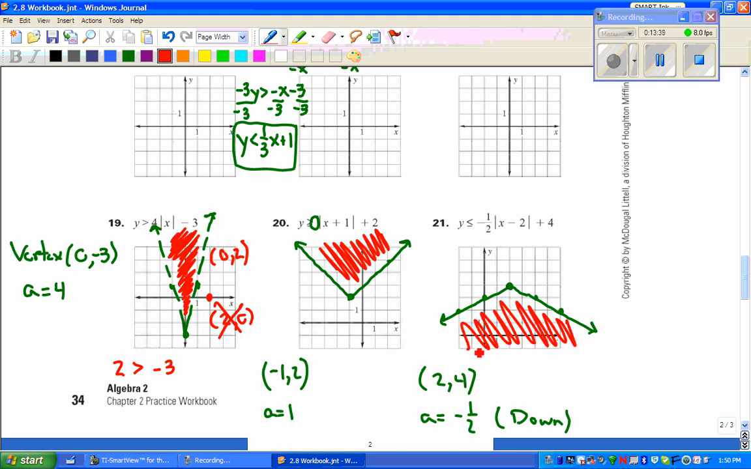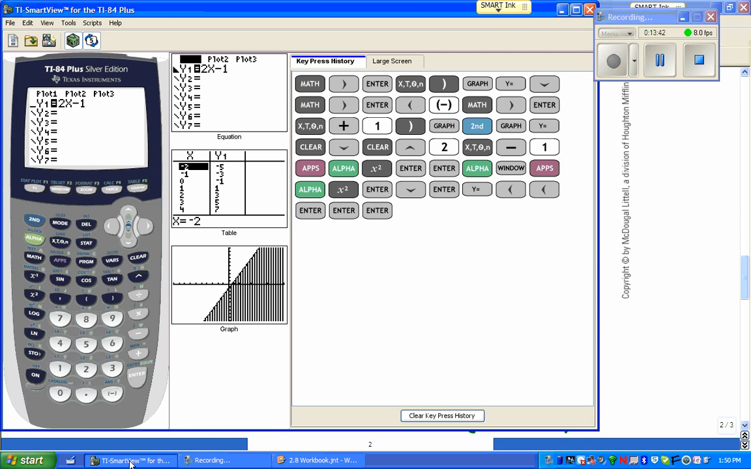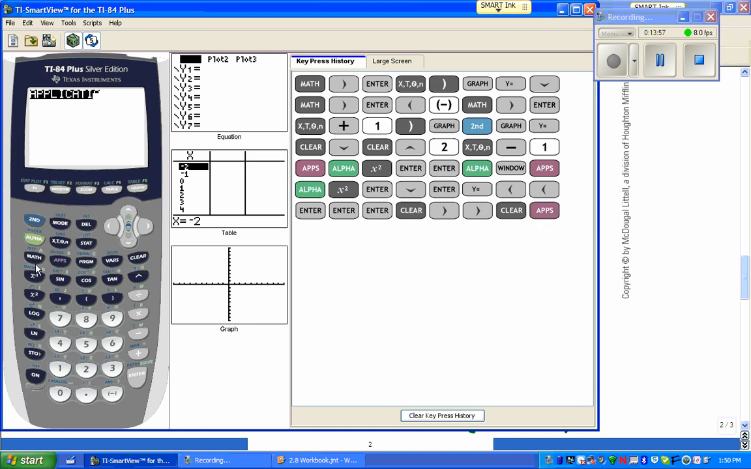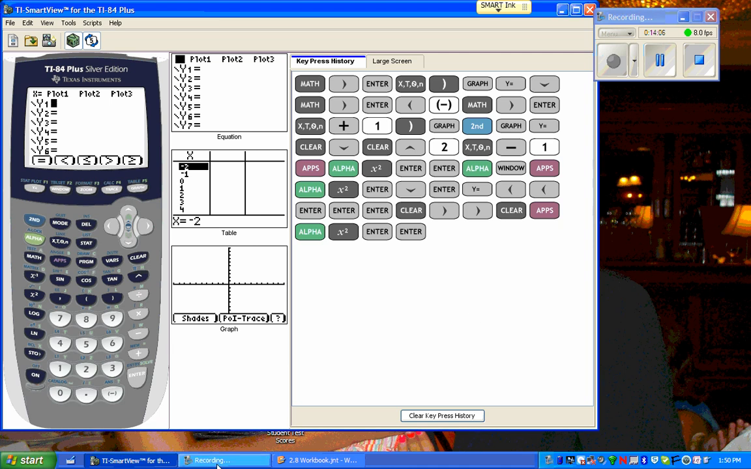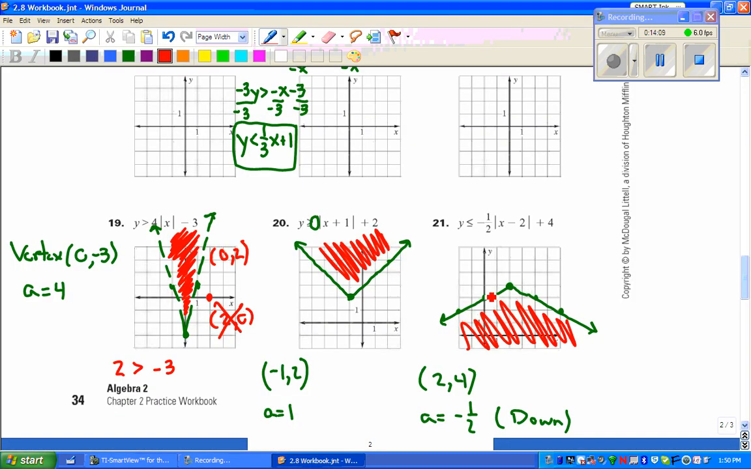Okay, if you want to graph it on your calculator, you're going to clear all that. So let's clear this. Hold on, I have to hit arrow over. I'm going to clear that. Okay, I'm going to go to apps, then alpha I, and hit the inequalities thing again. I want to graph this last one that we did, negative 1/2 absolute value of x minus 2, plus 4.